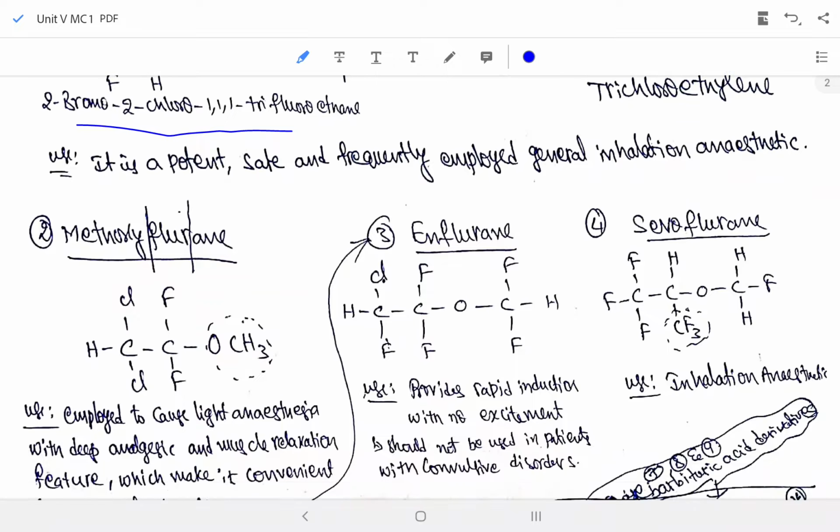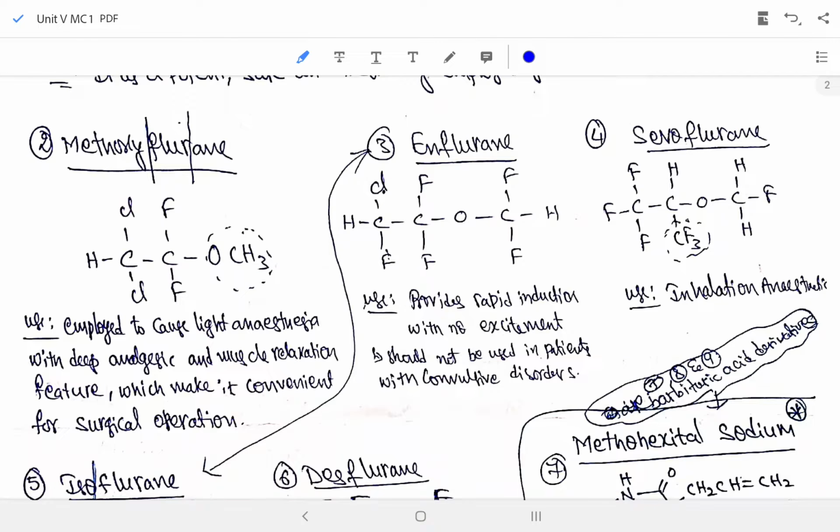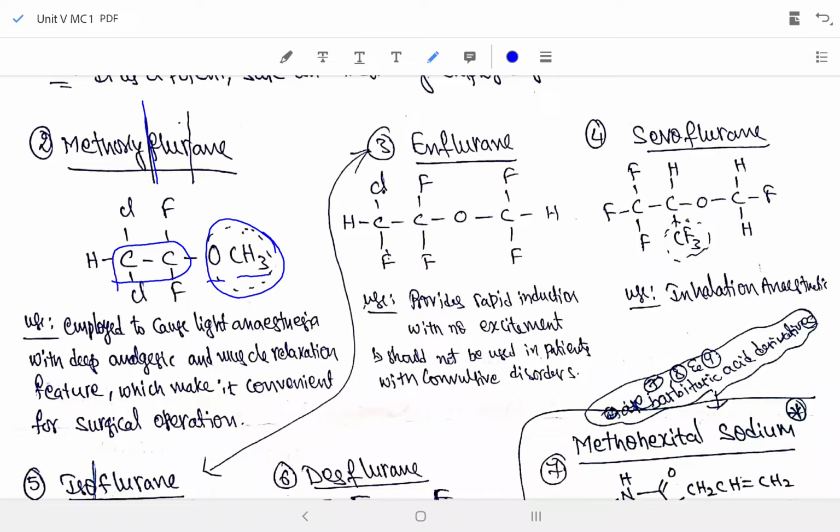Next, let us see the structure of methoxyflurane. Methoxyflurane is having methoxy. Methoxy indicates that there is an OCH3, the oxygen, oxy, methyl group, methoxy group attached to one of the carbons in ethane. Again ethane: there are two chlorines on the first carbon, two fluorines on the second carbon and an extra OCH3. So the use is, it is employed to cause light anesthesia with deep analgesia and muscle relaxation features, which make it convenient for surgical operations. So methoxyflurane is used in surgical operations.